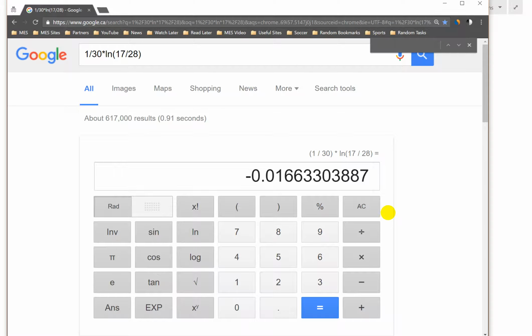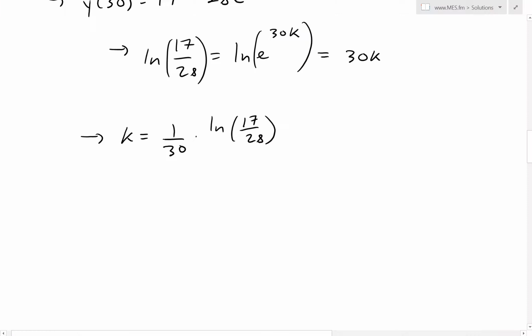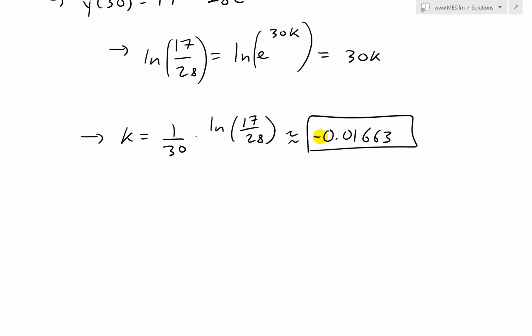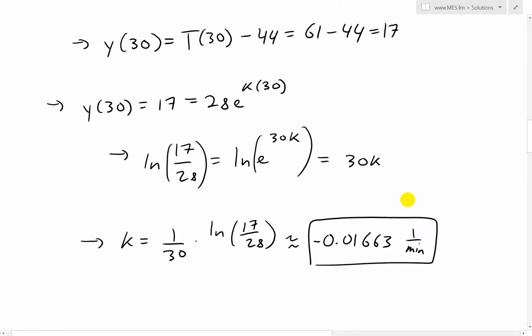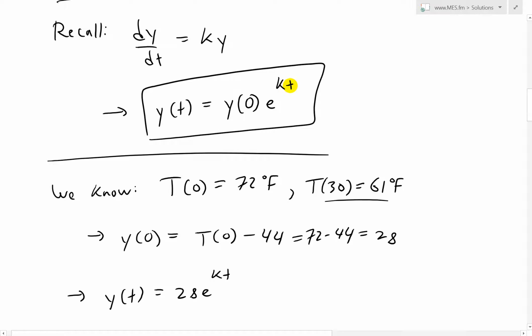If you plug this into the calculator, here's a Google calculator, 1 over 30 times ln 17 over 28, we get negative 0.01663, et cetera. We'll just stop at this point. So k is roughly equal to negative 0.01663. That is our k constant. And recall that the units for k are 1 over minute, or 1 over time. You can see that over here, we have t times k.